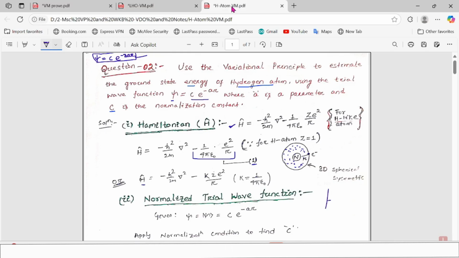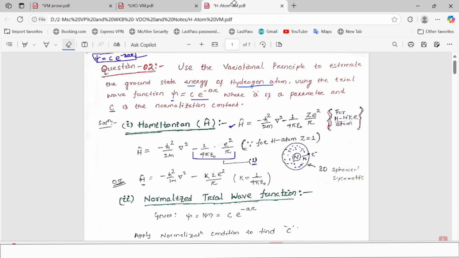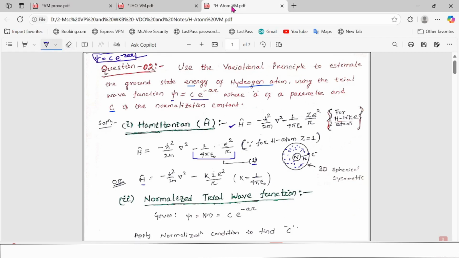Remember this graph. Attractive potential energy is always negative, so it is negative. So the potential energy here is 1 by 4 pi epsilon 0, or instead of 1 by 4 pi epsilon 0 you can write k.